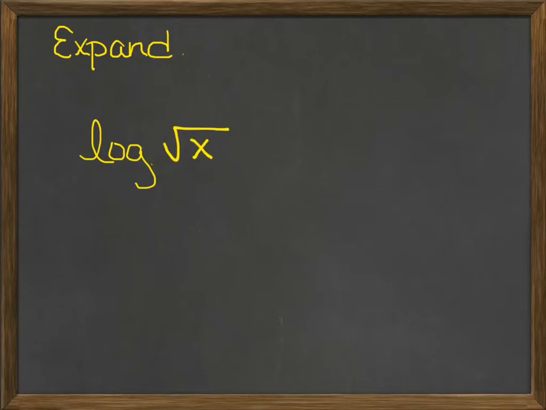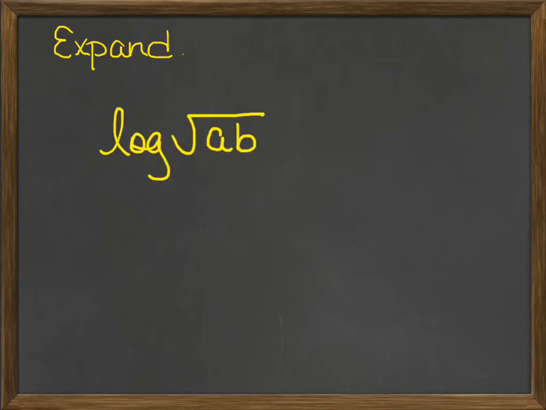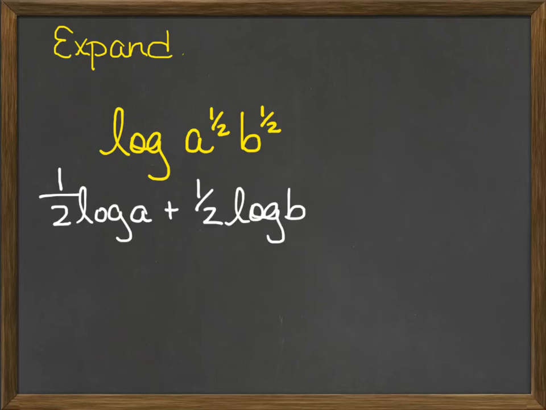Okay, this is a new one. Let's take a look at this. It's the same as this. Just this. And that's about all we can do. This is the same as this. Be careful here. We're going to distribute that 1/2. This is now a product, a to the 1/2 times b to the 1/2. So we're going to put the 1/2 out in the front and add those two together.